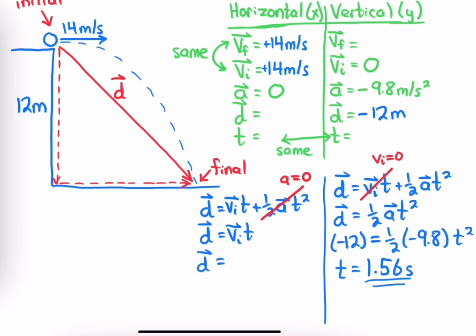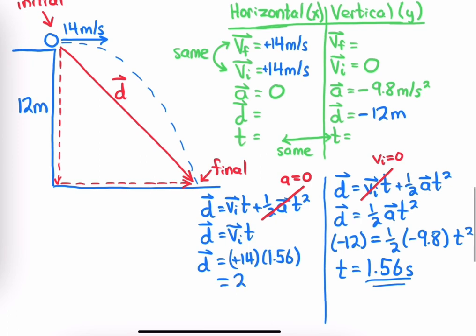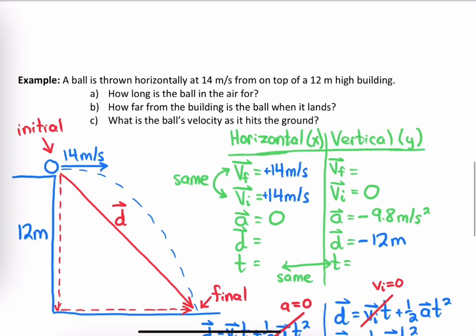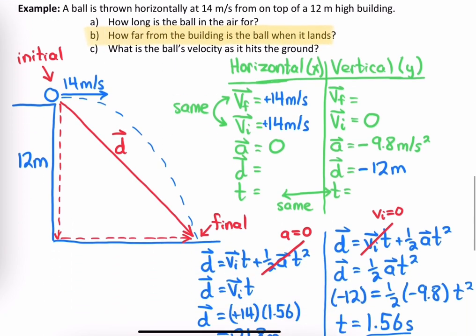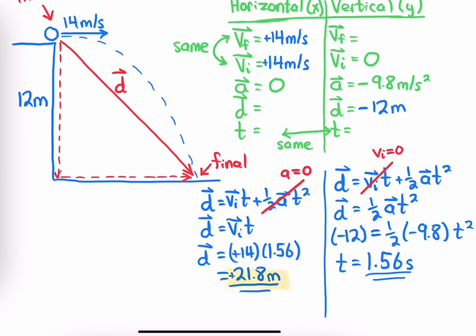D equals positive 14 times 1.56, which gives me 21.8 meters. Positive. Okay, so that's the answer to part B here. How far from the building is the ball when it lands? 21.8 meters. That's this distance there, the x component of displacement.